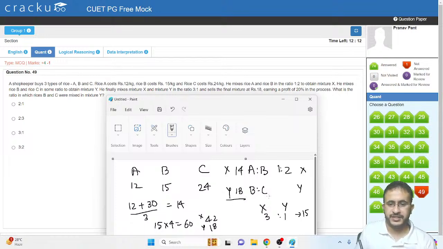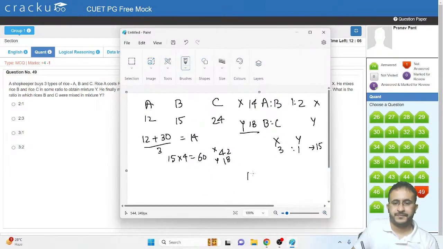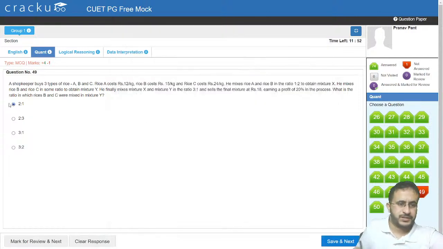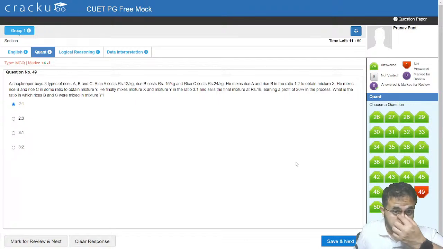Now B ratio C, in what ratio should they be mixed to get 18? So 15 और 24 है, 15 24 मिक्स करके 18 बनाना है, B and C. So too much information processing involved. So this is 6 and this is 3, which is 2:1. Answer will be 2:1. Okay, so this was like a CAT level question.